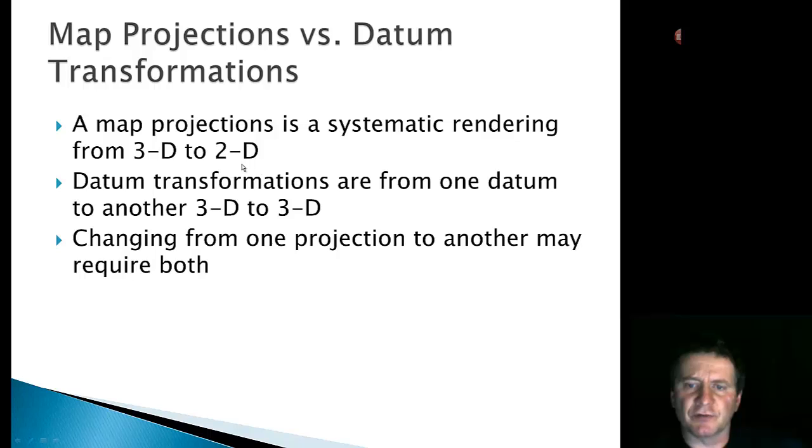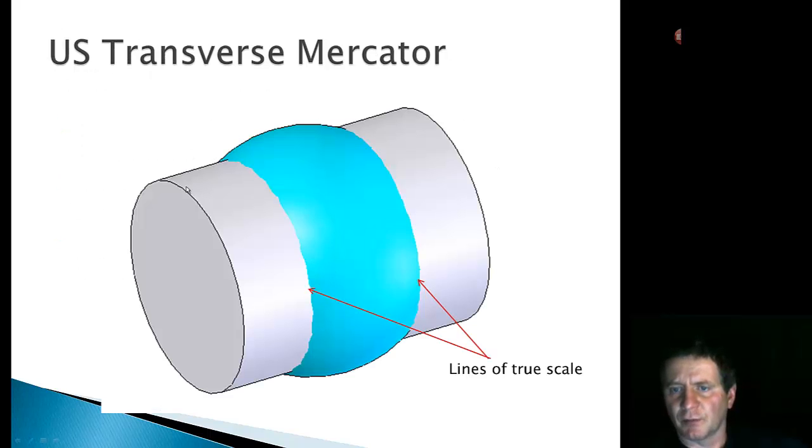So we've got to render these 3D things down to a 2D map, and datum transformations give us a 3D to 3D, and if we want to go from one projection to another, we may need to both change how the projection is oriented and also change from one datum to the other. Sort of a visual here.